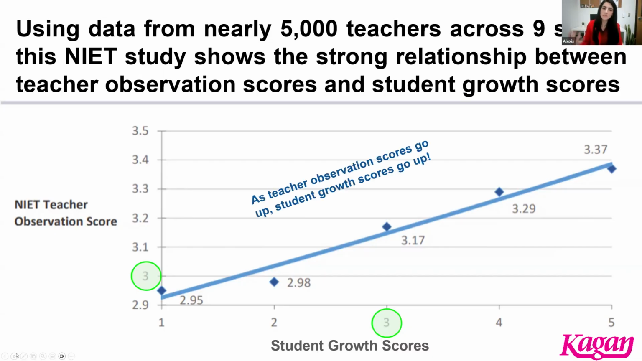And so just explaining this also to our teachers and as our why are we moving towards Kagan? We know that as teacher observation scores go up, student growth scores go up. So we want to give you all the tools and development so that you can be the best teacher that you can be for your students.